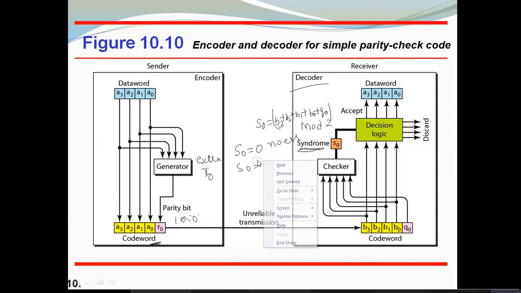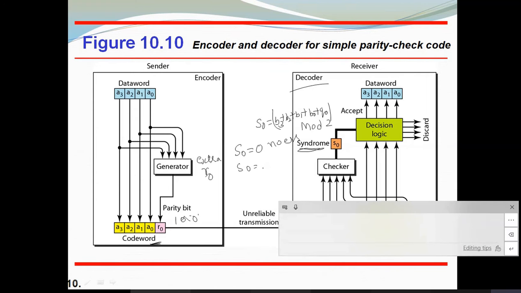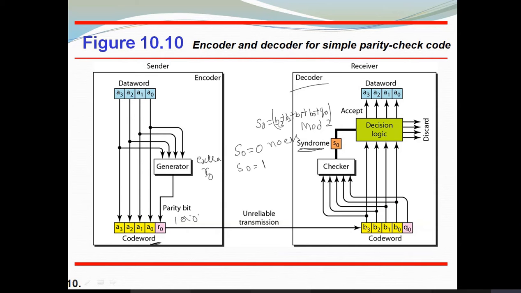If you are getting 1, it indicates that there is an error in the received data. If S0 is equal to 0, it will extract the data word B0 to B3 and deliver it to the receiver. In case S0 is equal to 1, it will discard the complete data.